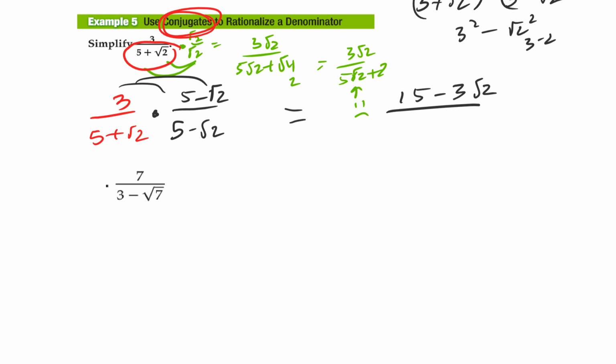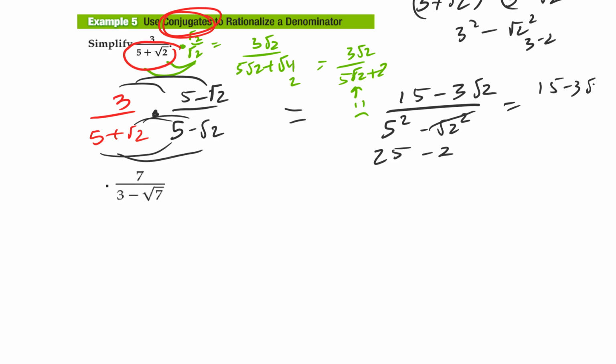On the bottom, you can multiply it out, 5 times 5, 5 rad 2, blah blah blah, or it's a difference of 2 squares. 5 squared minus rad 2 squared, also known as 25 minus 2. These cancel. So you get 15 minus 3 rad 2 over 23. And there you go. Rationalize.